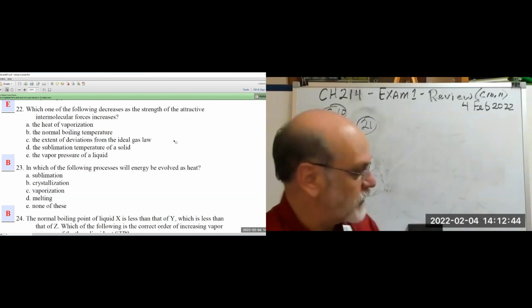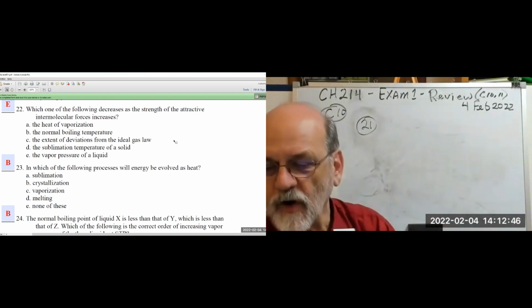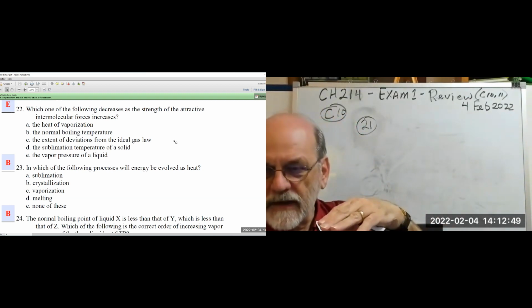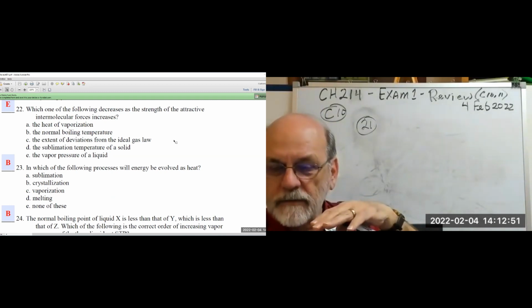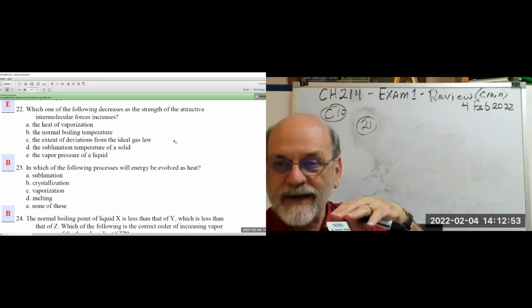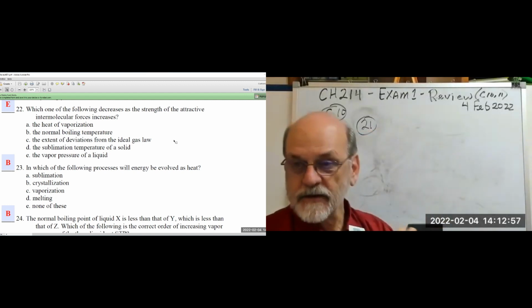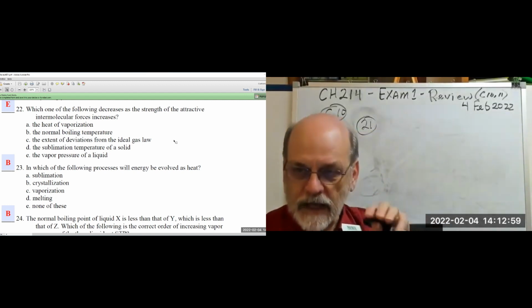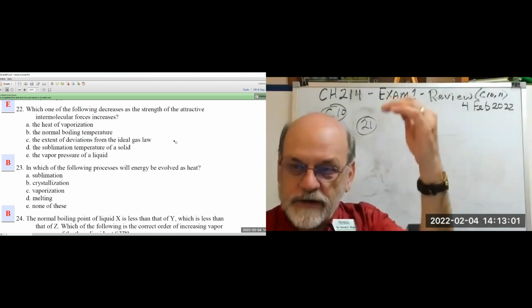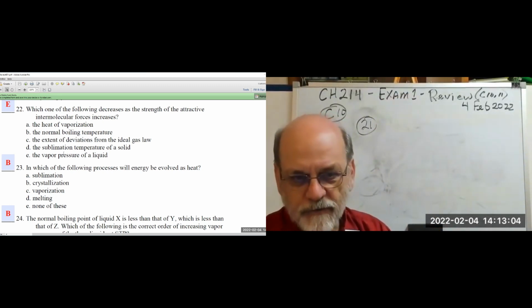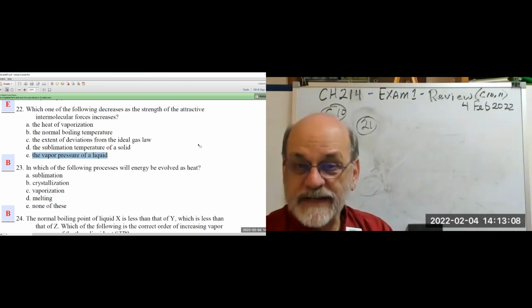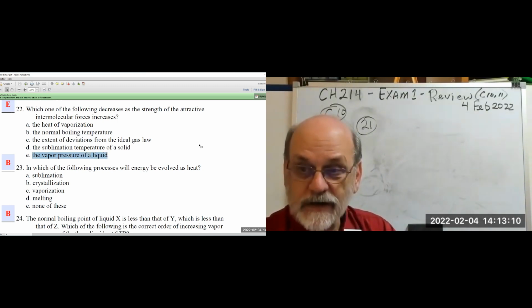As you increase the intermolecular forces, well, I erased my drawing, then the liquid expels fewer molecules into the gas phase. So it's just the opposite then. Increase the forces, decrease the vapor pressure. So the vapor pressure of the liquid would decrease as the attractive forces increase.